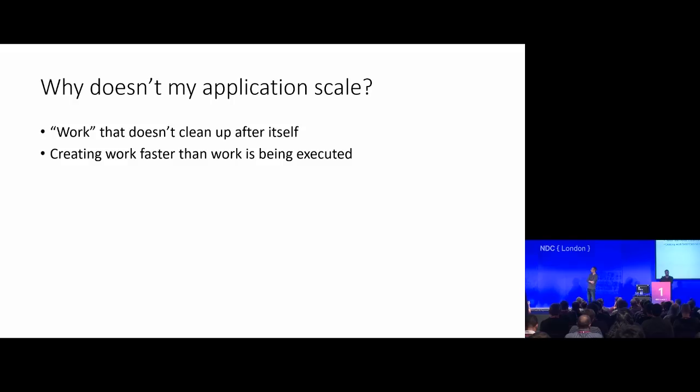So what affects your app's scale? There are two main themes. The first is you did some work that didn't clean up stuff. So you have a resource leak, for example, a memory leak, or a file handle leak, or a socket leak. Or you're creating work faster than that work can be finished. So you could think of a thing where you're handling too many requests, and things are coming in, and they aren't finishing fast enough to actually use the CPU resources, right?